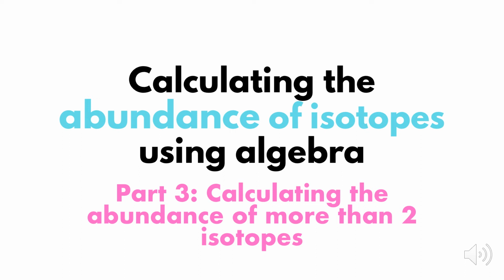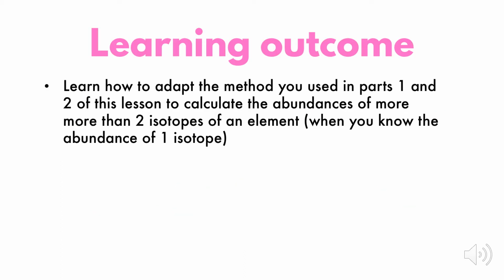This is part 3 of the Calculating the Abundance of Isotopes Using Algebra lesson. In parts 1 and 2 we learnt how to approach these calculations and we saw some examples for elements with just 2 isotopes. In this lesson we'll see how to approach questions that involve more than 2 isotopes. The learning outcome for this lesson then is to learn how to adapt the method you used in parts 1 and 2 of this lesson to calculate the abundances of more than 2 isotopes of an element.